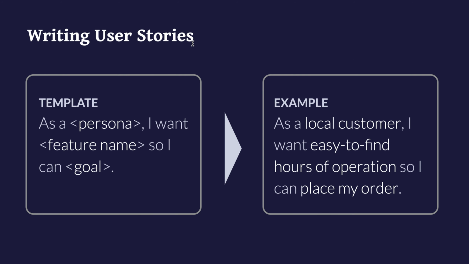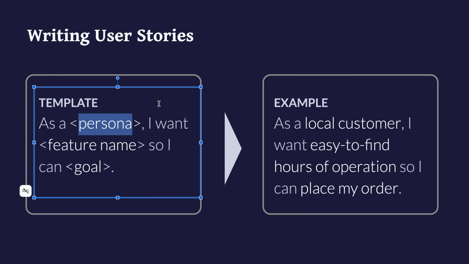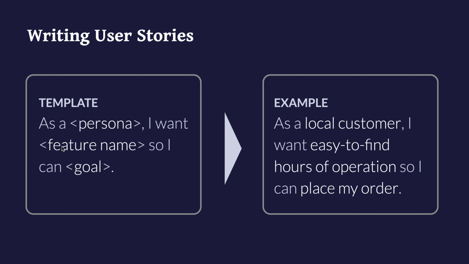In order to write a user story, you put the user, their need, and their goal all into one sentence. So this is the template that you can follow, and you can use this for writing all of your user stories. As a blank persona, I want blank feature so I can blank goal.